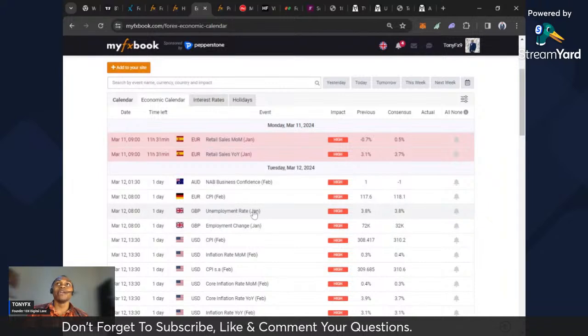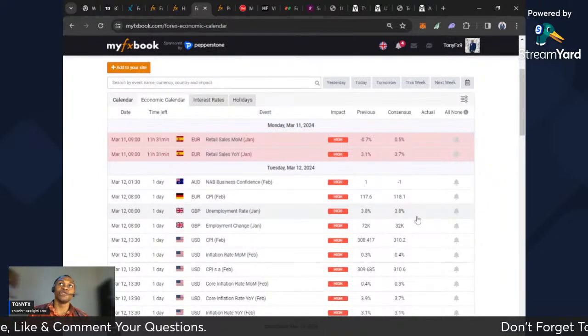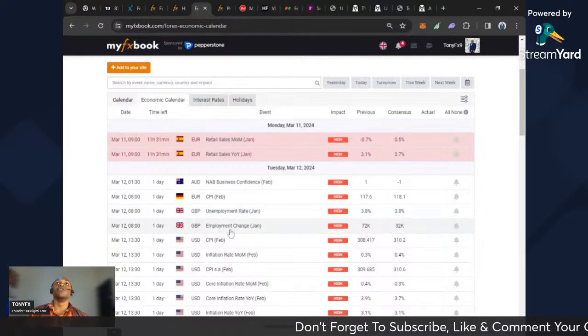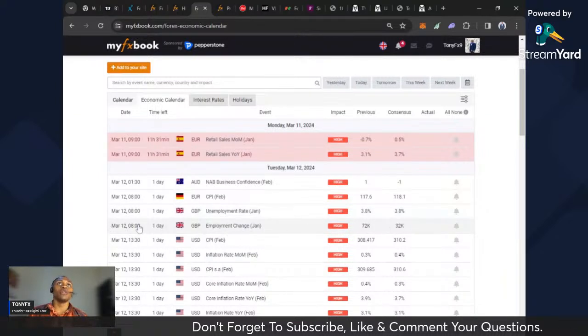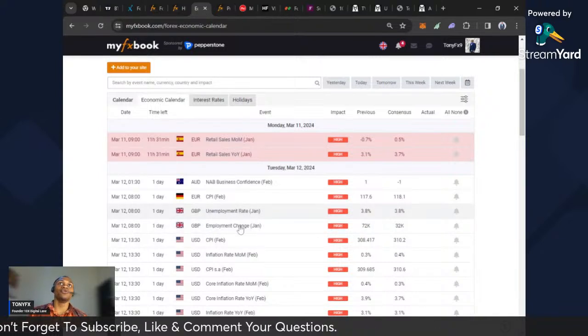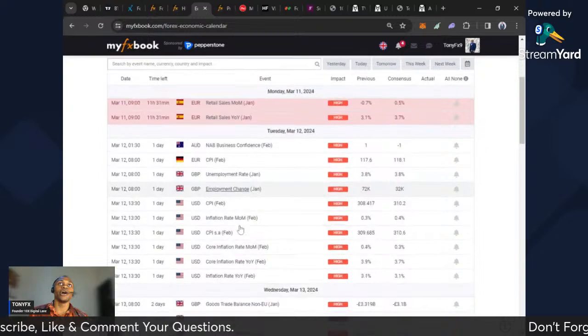Then we have the unemployment rate. If the figure is higher than 3.8% for GBP, it is bad for GBP. If it is lower than 3.8, it is good for GBP. We have employment changes as well, London session, but we're monitoring more the unemployment rate because it has more high impact than the employment changes.